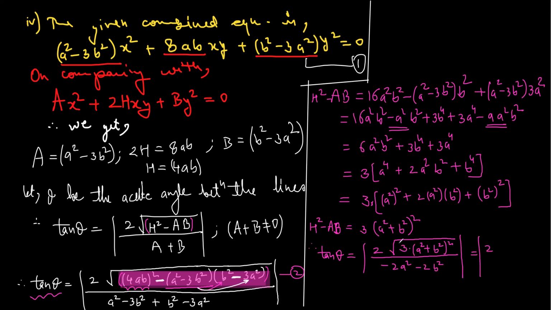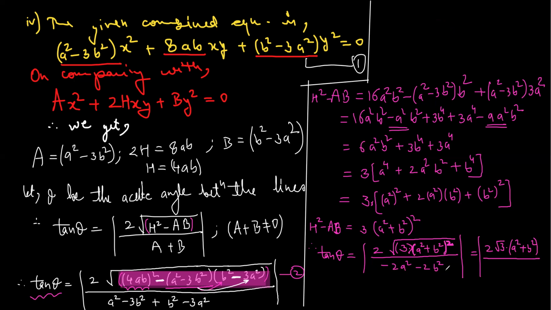Now here, see what you have. If you have root of mn, then you can write root m into root n. So when you write root of, see what is this? It is root of 3 into this, correct? So you can write this as root of 3 into root of this. So root of 3 is root 3, and root of a square plus b square the whole square, you will get only a square plus b square, because it is a square plus b square the whole square. What is root of m square? M. So here you get this.